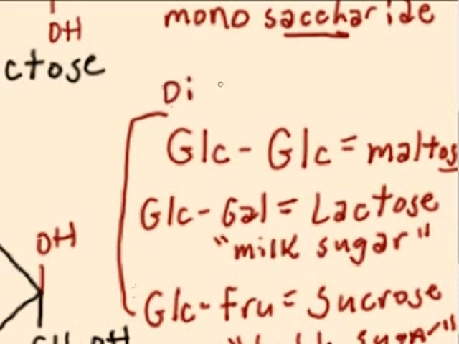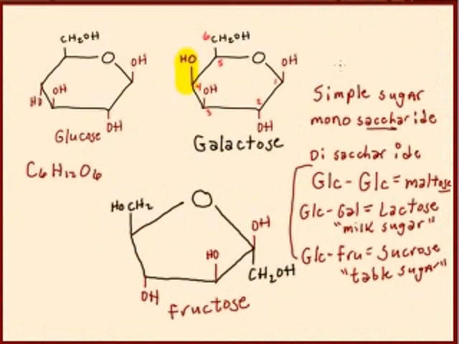Di for two, saccharide for sugar or sweet, disaccharides. And this is all that we have to say about monosaccharides and disaccharides. On subsequent slides, we'll talk about polymers that can be formed from just glucose. We'll just look at glucose and see polymers that can be formed from this important simple sugar, glucose.